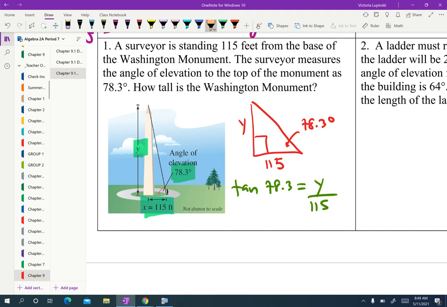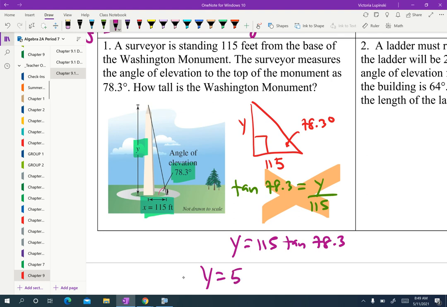You're going to go ahead and simply cross multiply. So you're going to get that y, which is the height of the monument, is equal to 115 times the tangent of 78.3. Use whatever graphing utility you are used to, and you're going to get an answer of 555.31 feet. Just FYI, if you were to actually Google how tall is the Washington Monument, you'll get various measurements because it is sinking slightly, but they'll all be slightly around 555 feet. And again, for word problems, you should go ahead and use a unit.